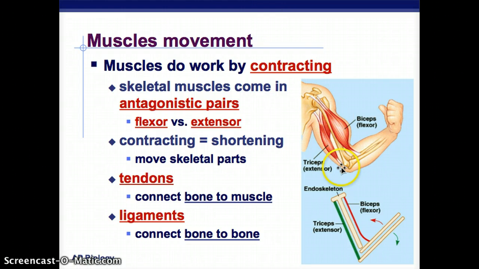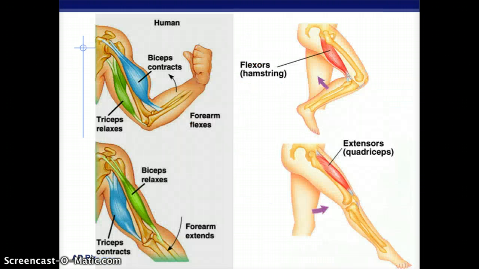So here we've got a triceps extensor and a biceps flexor. So right now we're contracting the biceps flexor. Here we go, bicep contracts, bicep relaxes, tricep contracts. So right here the tricep is relaxed, but then it contracts as the arm straightens out. Same here with your flexors and extensors in your leg.